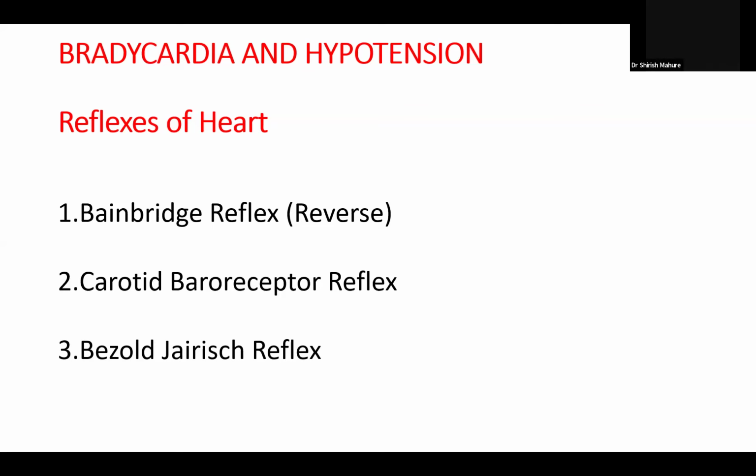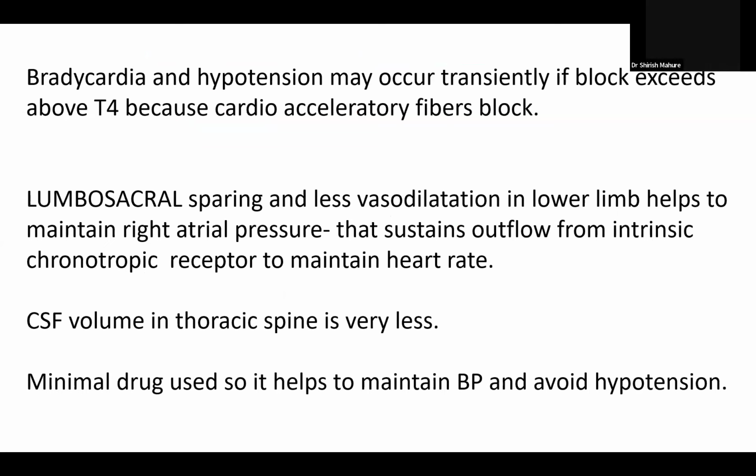If you compare the same scenario with an isobaric solution of very small volume, the bradycardia and hypotension may occur in thoracic segmental spinal, but it is transient, despite block of the cardiac accelerator fibers. Why? Because there is lumbosacral sparing and less vasodilation in the lower limbs, which helps to maintain right atrial pressure that sustains outflow from intrinsic chronotropic receptors to maintain heart rate. Also, the CSF volume in the thoracic spine is very less, so we can achieve the desired segments with a very minimal dose to avoid these hemodynamic fluctuations.